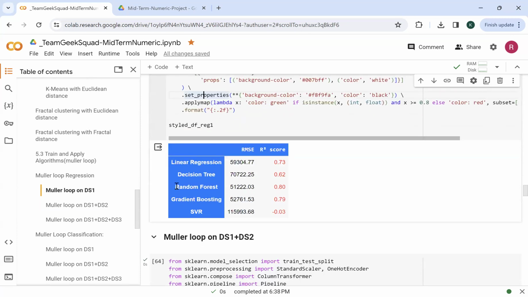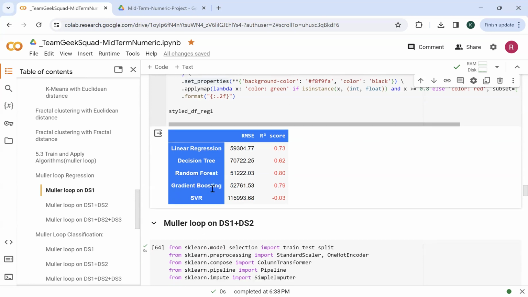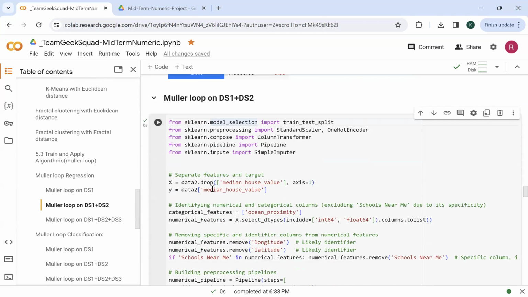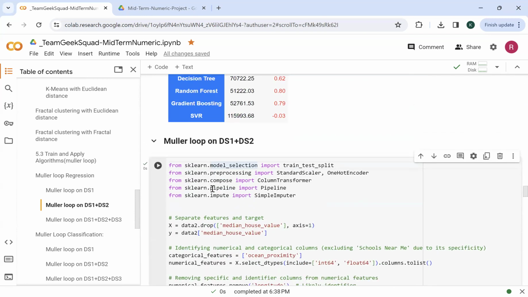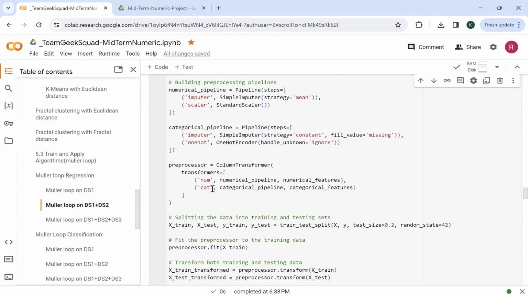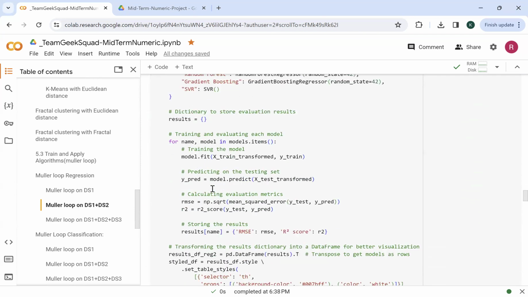The best algorithm for this is random forest, with the highest R2 score and the root mean square error should be the least. Among these values, random forest has the least root mean square error value and the highest R2 score. So we consider this the best till now. Let's take a look at more metrics on the other datasets. And we found the same.